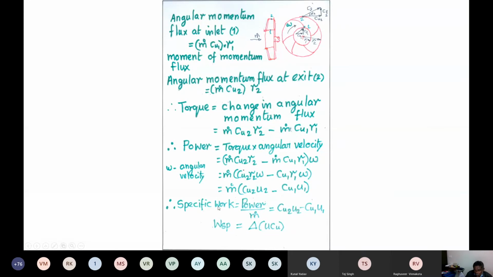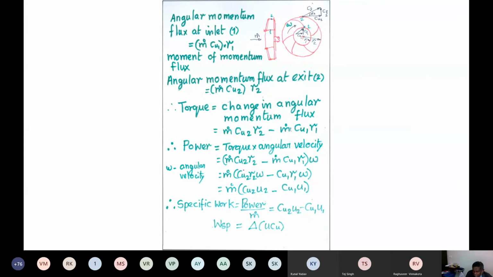And specific work by definition is power per unit mass flow rate. So power by m dot is equal to Cu2 u2 minus Cu1 u1. So I write specific work is equal to delta of u Cu, that means it is equal to u Cu2 minus u Cu1. This is the Euler turbomachinery equation. That is the only equation which helps us to find out the specific work.